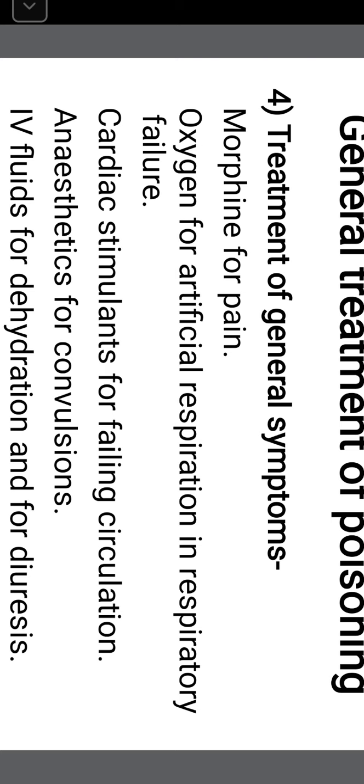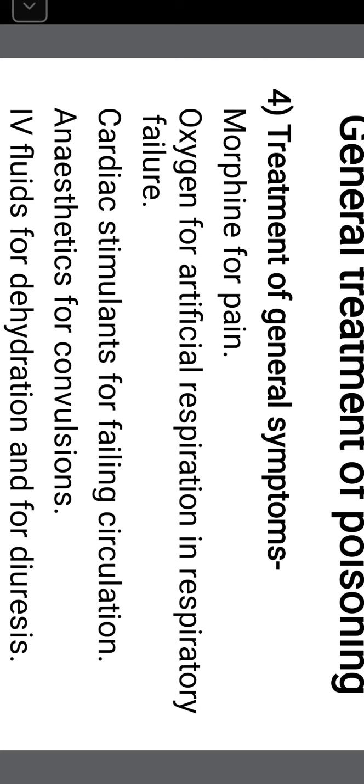Now you will have to treat the general symptoms, not only those local symptoms, but also the general symptoms of the patient, because in certain poisons there can be severe pain. The patient can have severe pain in the abdomen after swallowing any poison, or after swallowing any heavy metal like lead or arsenic. So the first aim of your treatment will be to relieve the pain. सबसे पहले patient की pain कम करनी पड़ेगी ना.